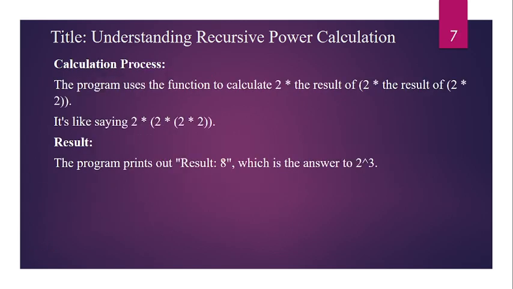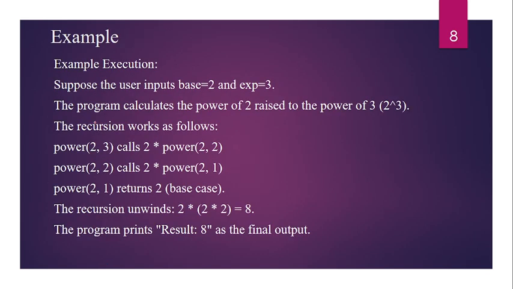So this is the final calculation process, but for a better understanding I have used an example also. So here is the example. Suppose your user inputs are base equal to 2 and exponent equal to 3. That is power of 2 raised to the power 3, that is 2 to the power 3. Now how will the recursion work? First you call power 2 comma 3. This calls for 2 into power of 2 comma 2. Why? Because 3 minus 1 is 2, so you are reducing the exponent by one.